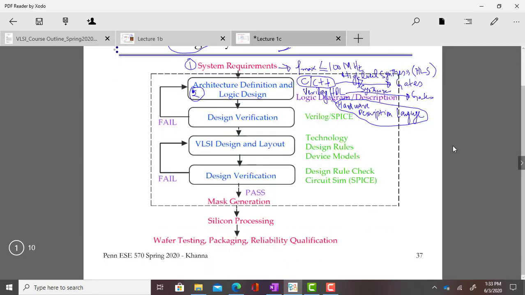Now the third step is design verification. What we mean by design verification is that we have a circuit just like we had circuits in DLD. So DLD circuits, which consist of gates, and those gates we get from step number 2.